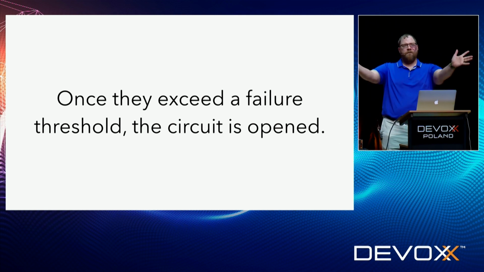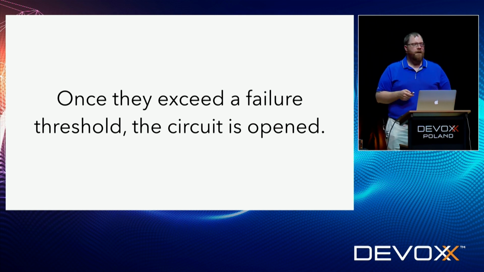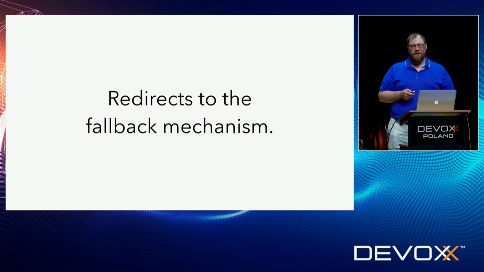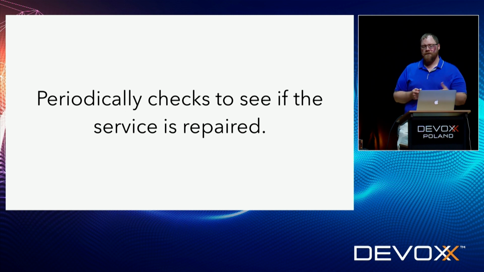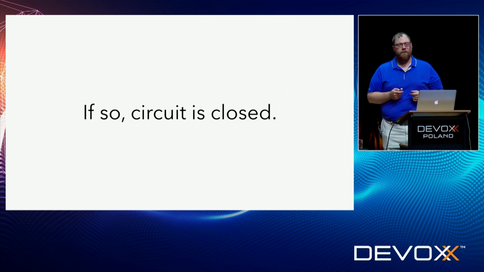I'm going to prevent calls from going through to this clearly distressed resource. I'm going to redirect to whatever my fallback mechanism happens to be. And I'm going to periodically recheck to see if things have been repaired. If so, we're going to go ahead and close the circuit.